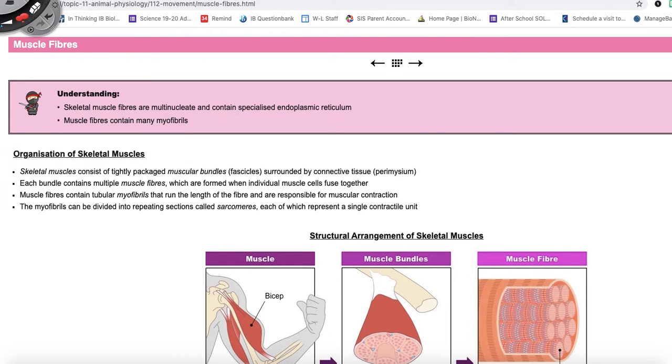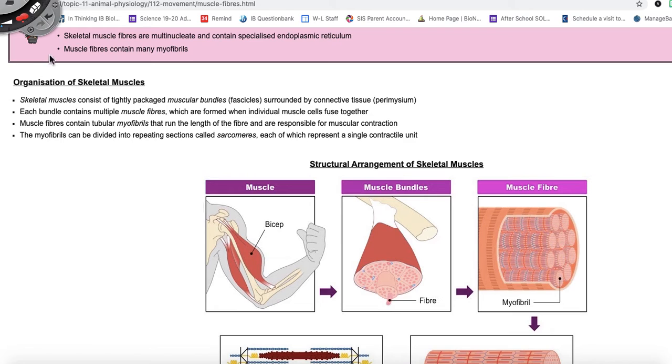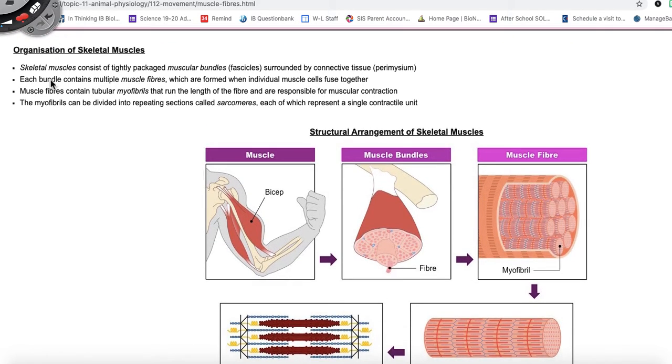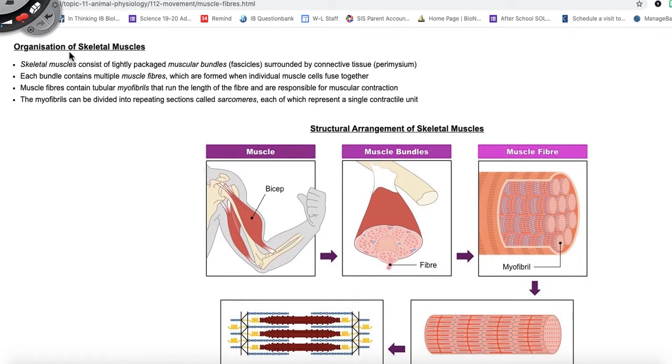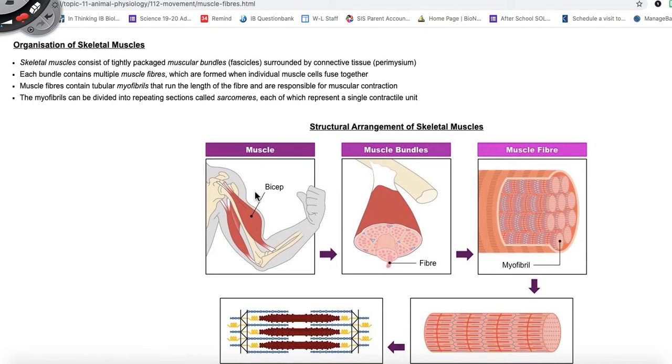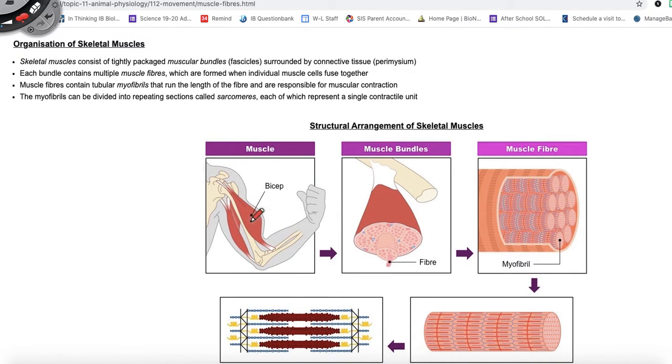So let's do this. Let's remember that skeletal muscles are connected to bones, right? And they're the ones that are going to provide movement for you. So here we see the bicep, for example, which is connected to your humerus. And if we take this bicep and we look even further, what is it made up of? So this is a skeletal muscle, and it's made up of these packaged muscle bundles, also called fascicles.